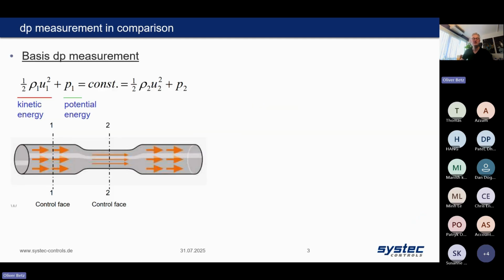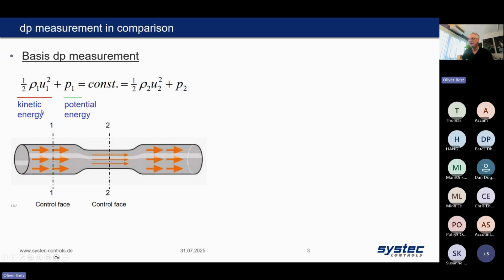Okay, let's go into the principle of the differential pressure measurement. Basically, it's the law of Bernoulli, which is the constancy of energy. So the principle is very simple. We have here a scheme of a Venturi type flow meter, and you have a control phase 1 and a control phase 2. And in a fluid, we have two types of energy which are relevant here.